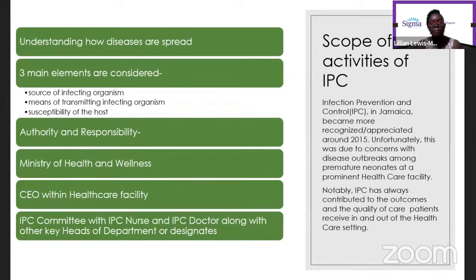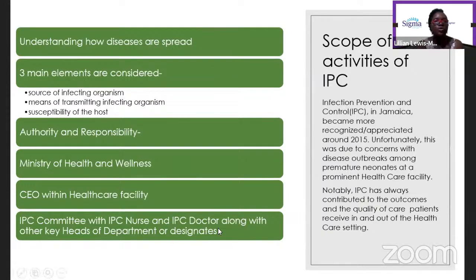Now, infection prevention and control in Jamaica became more recognized, I would say, or appreciated, if that's a better word to use, around 2015. It kind of just jumped to the fore because of an outbreak among some premature neonates at a prominent health facility. And it was after that that even our government, the Ministry of Health, made some steps in ensuring that each hospital, each facility has infection prevention control personnel, and they started opening their eyes and becoming a little bit more aware that what we were lobbying for, the standards that we were trying to achieve, these things are quite important.